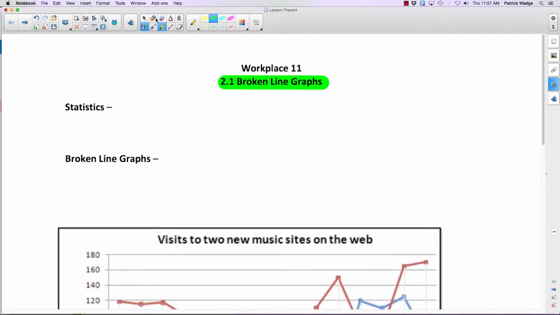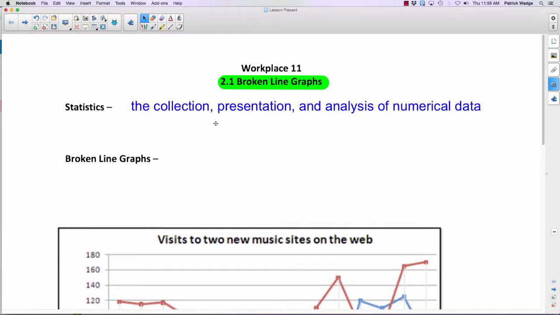So all these graphs kind of fall into the category of statistics. What statistics is, it's the collection, presentation, and analysis of numerical data, right? Basically, you go out and you get numbers. Data is numbers. So you go out and you ask people questions or you study stuff and you get a whole bunch of numerical data, a whole bunch of numbers. And then that's the collection part, right? Going out and getting it. Maybe you're asking questions, maybe observing things, maybe doing experiments.